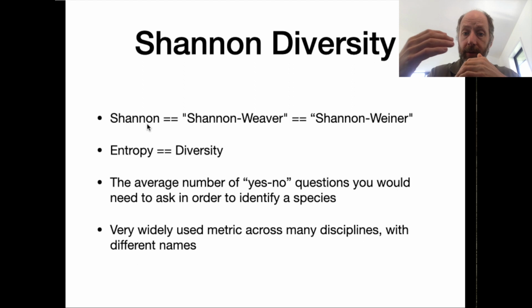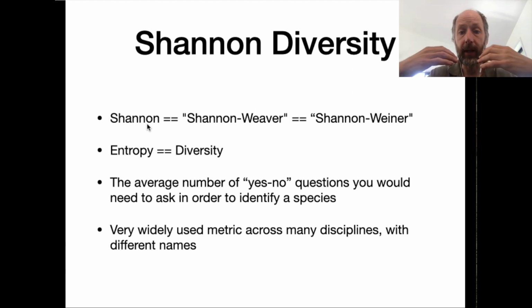It has applications in genetics, it has applications in all sorts of fields, and it is actually very much linked to the concept of entropy. So one way to define it is, on average, how many times would I have to ask a yes-no question to identify the next species if I were to draw them out of a community?